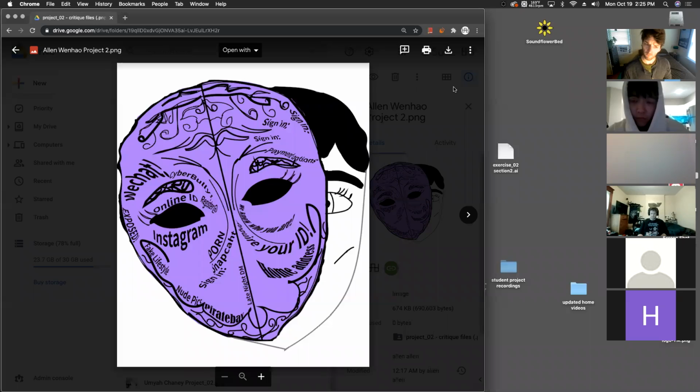So maybe the mask could be somewhat transparent somehow, or a gradient that has a transparent color in there some way. So things to be thinking about. Okay.